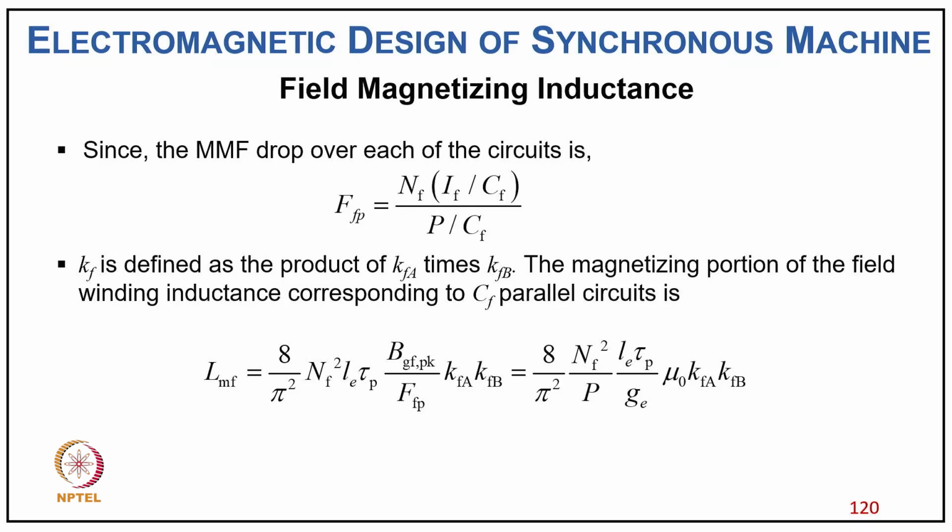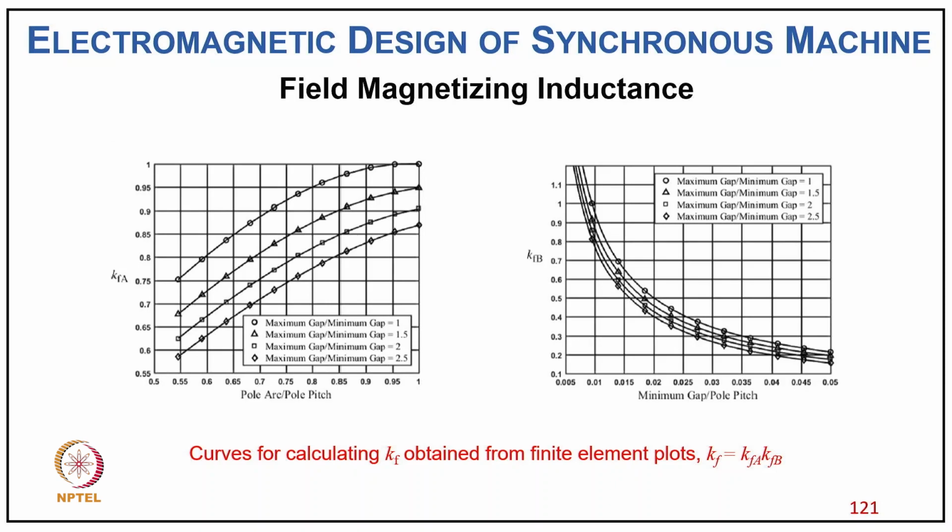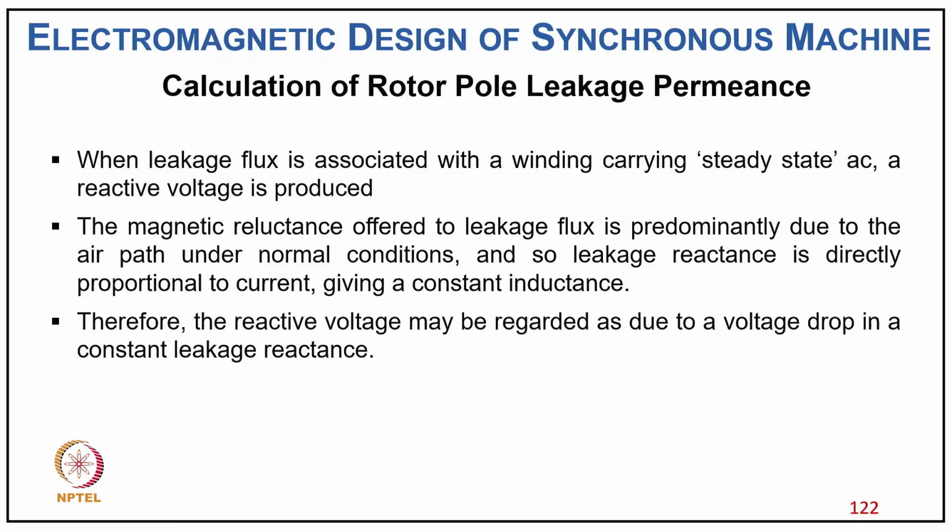The magnetizing portion of the field winding inductance corresponding to cf parallel circuits is lmf equal to 8 upon pi square nf square le tau p bgf peak upon if peak kfa kfb, equal to 8 upon pi square nf square upon p le tau p mu 0 kfa kfb. And this is the curve for calculating kf obtained from my finite element plot, kf equal to kfa times kfb. Both the functions are plotted with respect to polar arc upon pole pitch as well as minimum gap upon pole pitch.